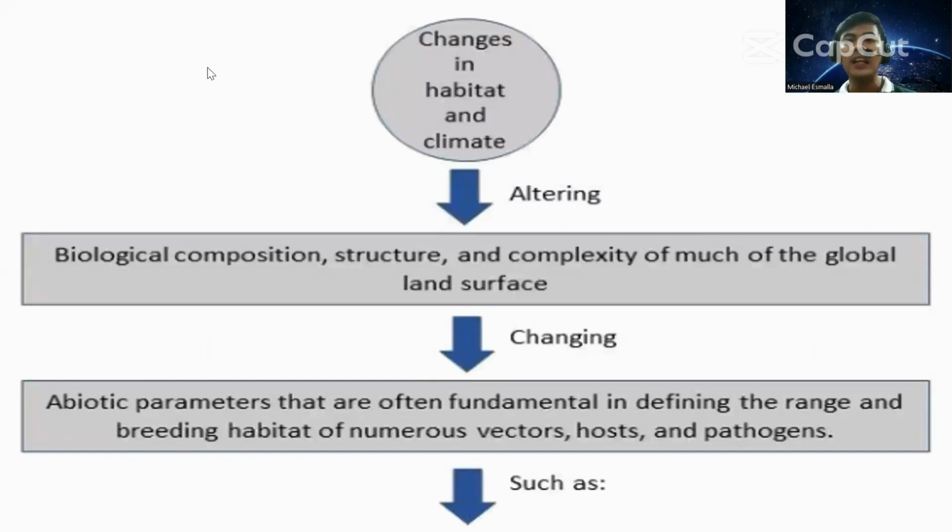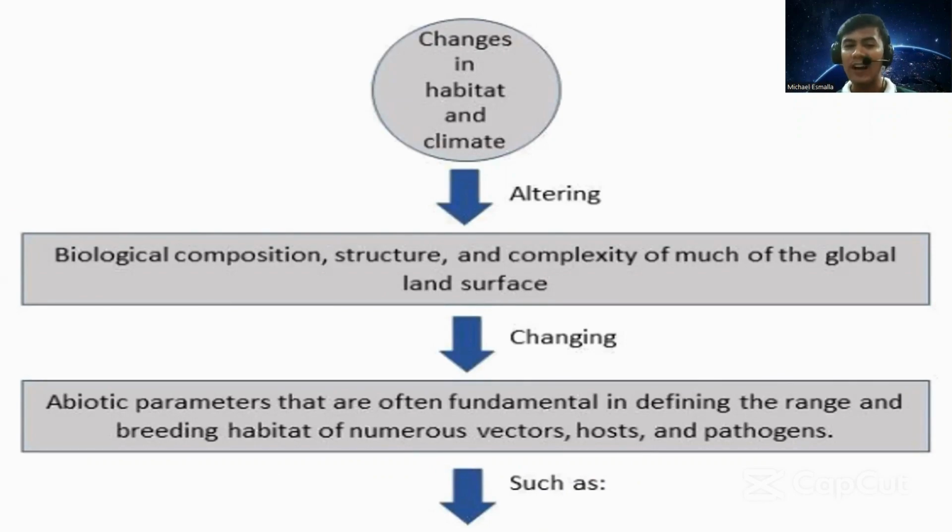Now, I have here a diagram kung paano siya nagahitabo, kung paano good affect ang ato ang environment sa health as a human. So the first thing is due to human activity, there would be changes in habitat and climate. Okay? So there will be changes in habitat and climate. And because of that, changes, it would alter the biological composition, structure, complexity of much of the global land surface. So because of that alteration, what will happen?